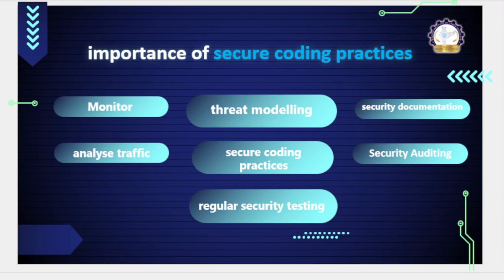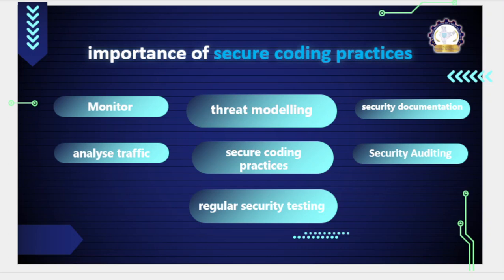Next one, we have authentication and authorization. Implement strong authentication and authorization controls to prevent unauthorized access to the API. This can include things like using tokens, implementing role-based access controls, and using secure password storage mechanisms. Fourth one, we have encryption. We have to use encryption to protect sensitive data that is being transmitted between the client and the API. This can include using SSL or TLS to encrypt data in transit and using strong encryption algorithms to protect data at rest.